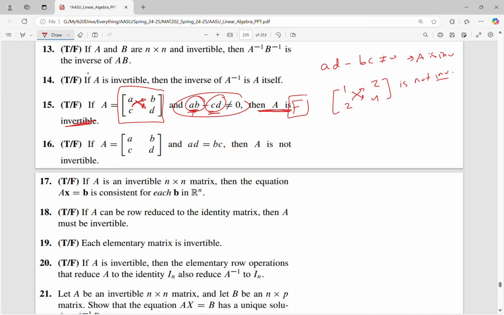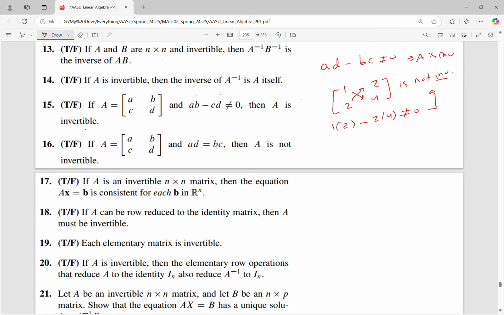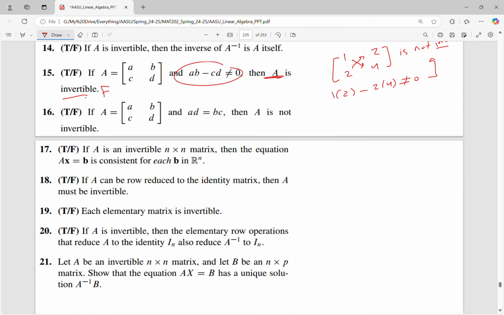If you calculate A times B, what is A times B? You multiply these, minus you multiply these. So you multiply 1 times 2, minus 2 times 4. This is not 0. But is the matrix invertible? No. So this example refutes the statement. We have an example where this is not 0, but the matrix is not invertible. So this is false. Okay.